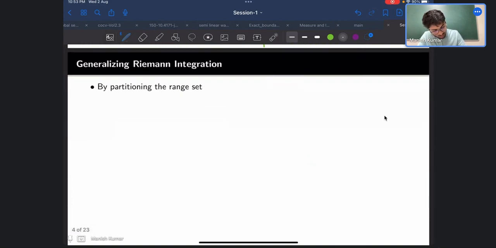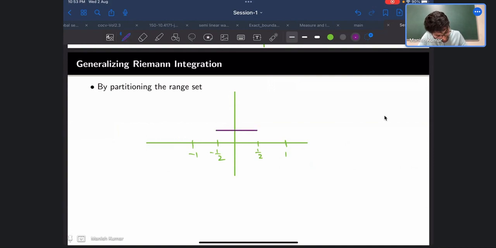Suppose I take this function. This is minus 1, this is 1, this is minus half, this is half. Suppose it is taking value half in this interval, so let it be hollow, and here it is taking value 1. This is my function f, and this is the graph of f.